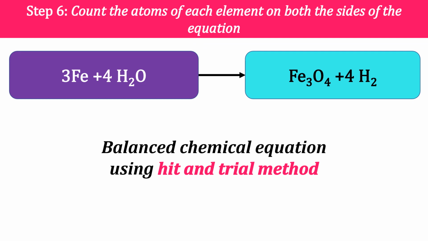Step 6. The atoms of all elements are equal on both reactant and product sides. Hence, the chemical equation satisfies the law of conservation of mass and can be called a balanced chemical equation. This method of balancing chemical equations is called the hit and trial method, as we make trials to balance the equation by using the smallest whole number coefficient.